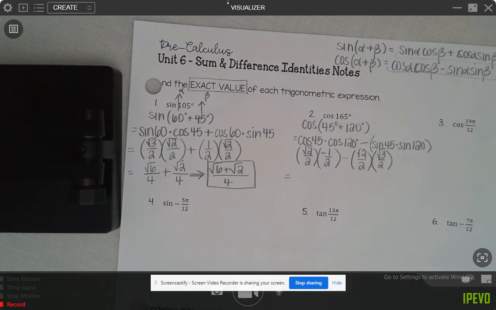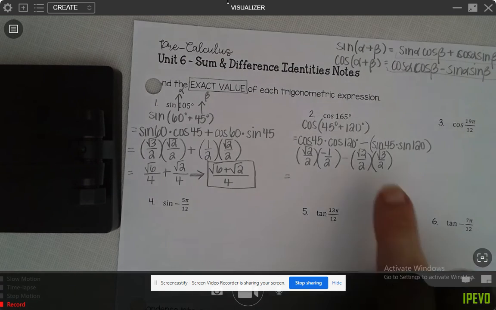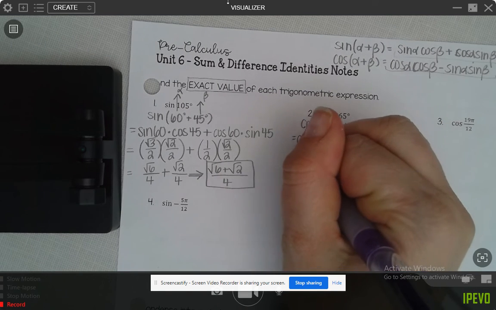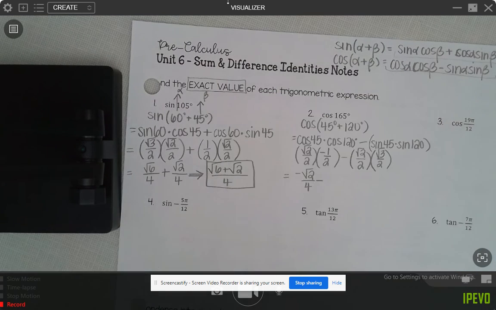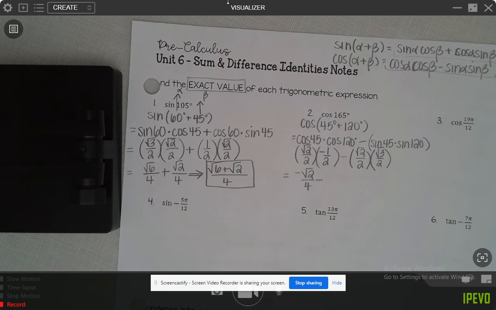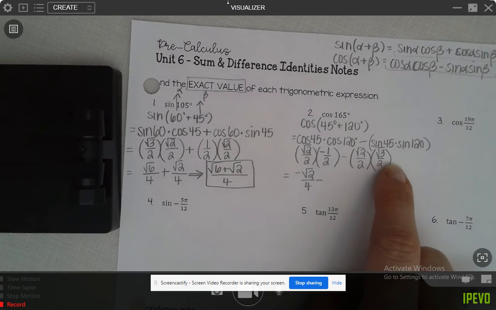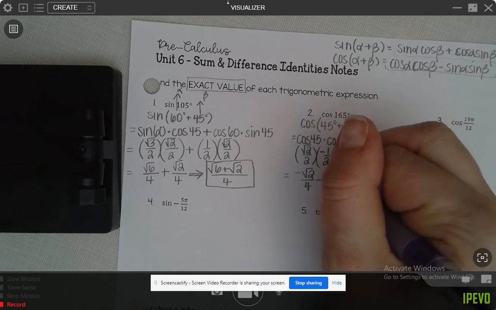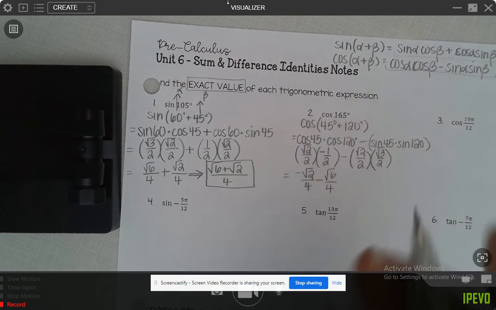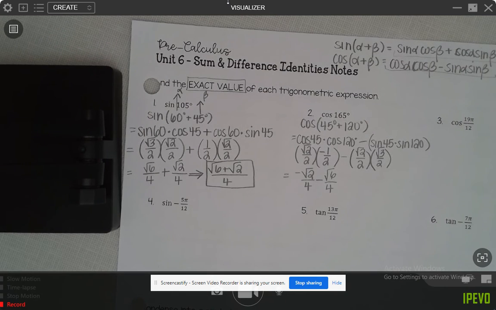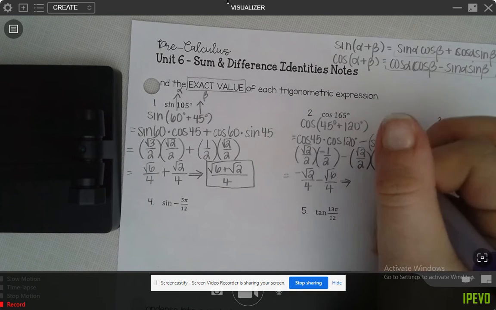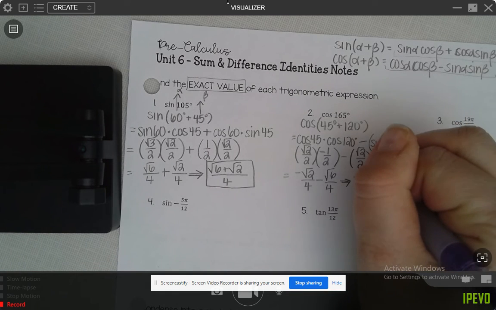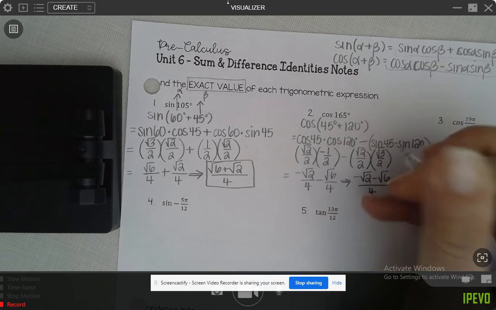Okay, what do I do from here? Multiply. So radical 2 times negative 1, it's negative radical 2 over 4 minus what? So what do I do with radical 2 and radical 3? Multiply, so minus radical 6 over 4. Do you already have a common denominator? Yep. So this can simplify to negative radical 2 minus radical 6 over 4.